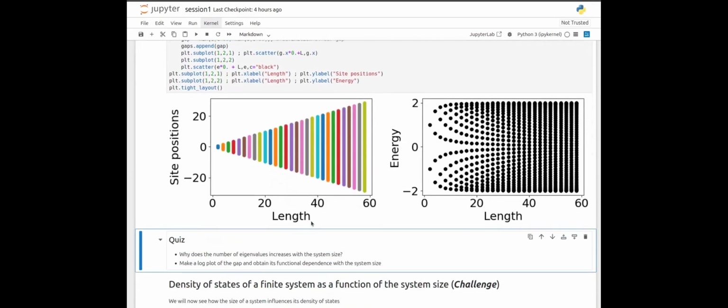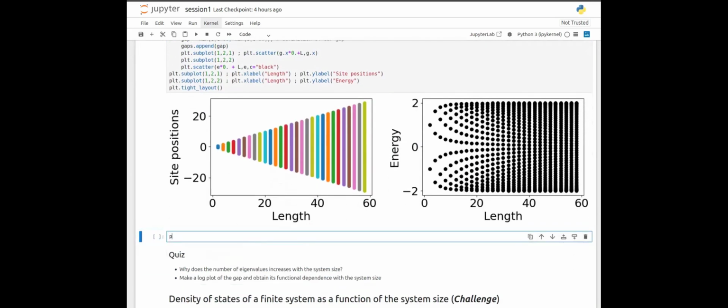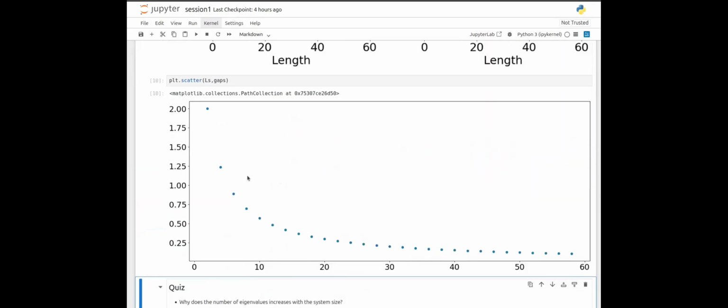So now we compute this and we can just plot our gap. What we can do now is make a scatter plot of our gaps. First like this, and you see that we have a gap that becomes smaller and smaller. So for small system sizes, the gap is big. And then as we make the system size bigger and bigger, the gap becomes smaller.